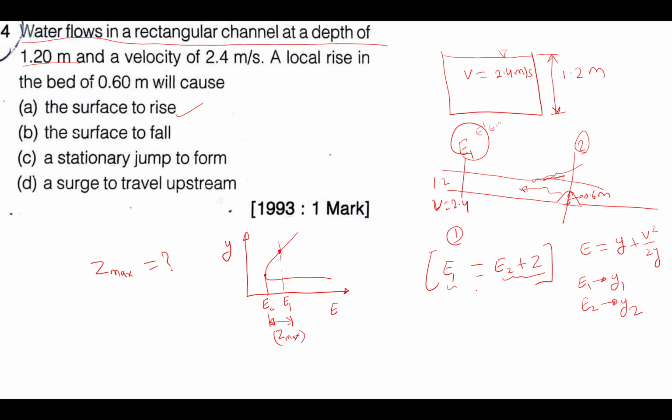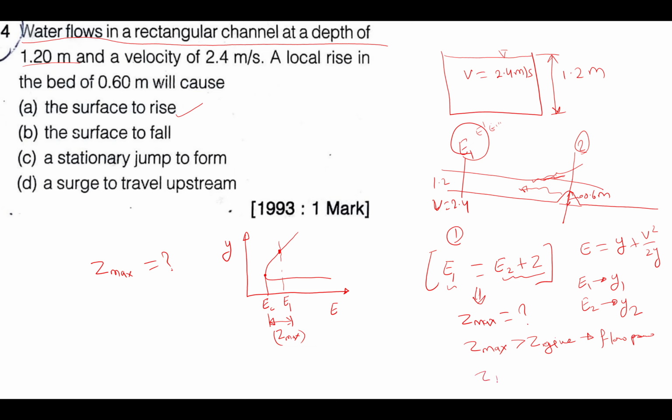So now we can write the equation like that. First we will calculate Z max. If your Z max is greater than your given Z, what will happen? Flow is possible. Then we will check whether the surface will rise or fall. It will depend on your upstream condition, whether it is subcritical or supercritical.